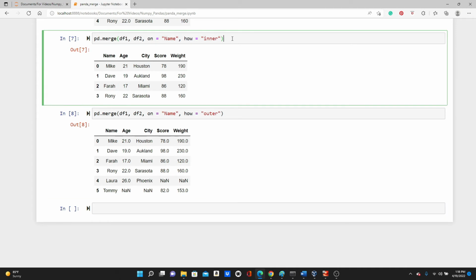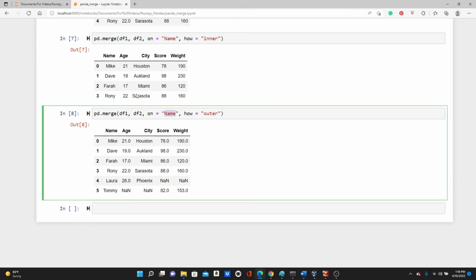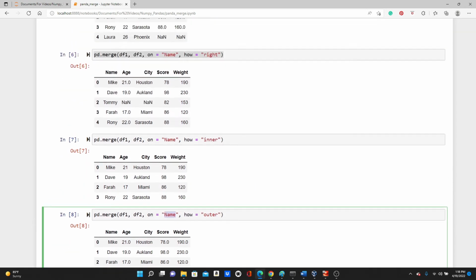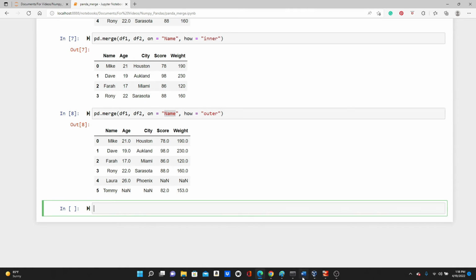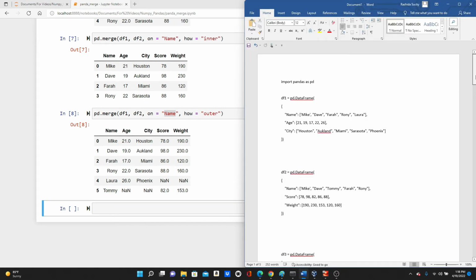Alright, all this time we worked on one key only, name, because we have only one key common between DF1 and DF2. But we can actually merge on several keys. Okay, we are going to see some in practice.